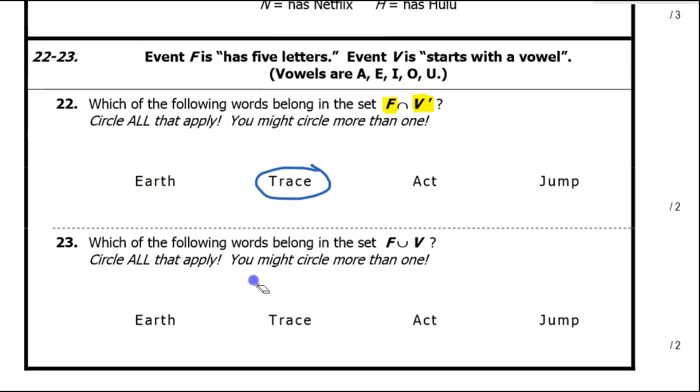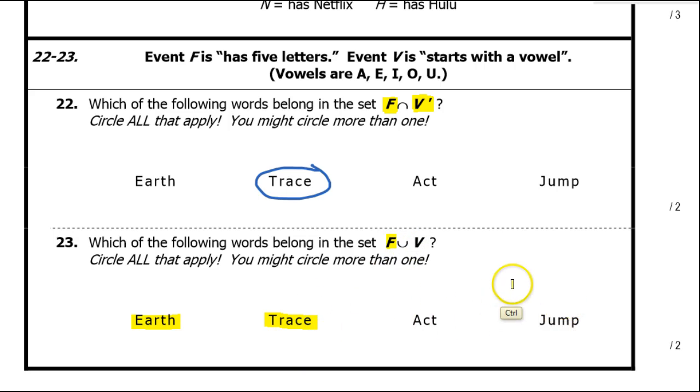Alright, one more. I'm going to use the same approach, my friends. I'm going to start with the first set, and then I will either narrow it down if it's an AND problem, or I will add on more if it's an OR problem. But the first set is F, 5 letters. Okay, and we already decided that these 2 words have 5 letters, so I'm going to start with that. But OR is more, and this is an OR problem. So that means I'm going to add on more to this.